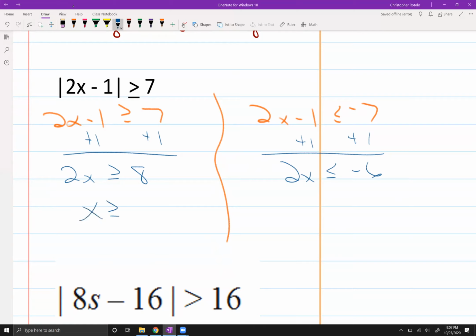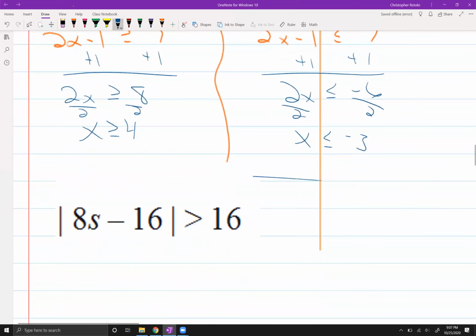X is going to be greater than or equal to 4 as I divide by 2, but it's also going to be less than or equal to, divide by regular 2 here, -3. Okay, so let's take a look at that on the number line. 0, we're going to call this 4. Notice it's equal to, so we're going to make that a nice solid point. X is greater than, so we're going to the right. And let's call this -3, solid point, less than to the left. So we get those things taken care of.